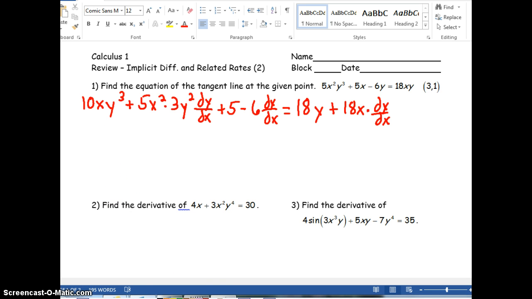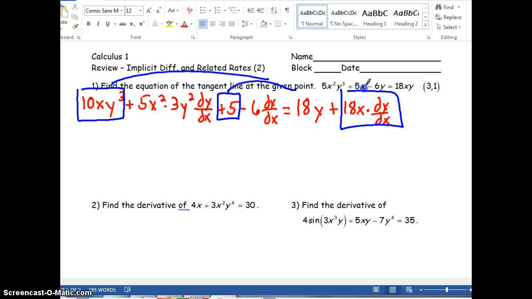So basically what that means is this term, oh, no, not that term. Let's undo that. All right, this term here, the 5, are all going to be moved over to the right side. So they're coming over this side. And then this 18x dy dx is going to go over to the left side. It's going in the opposite direction. So when I do this now, I'm going to put this together. 5x squared times 3y squared is going to give me 15x squared y squared dy dx. And continue with what I have here, a minus 6 dy dx.